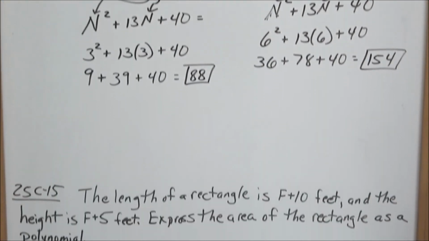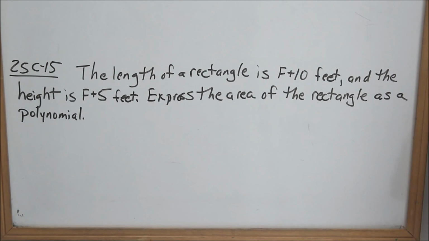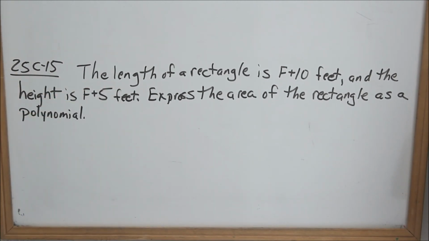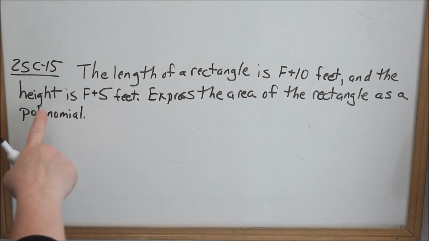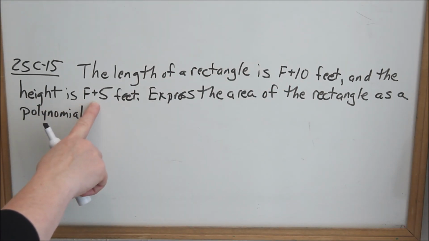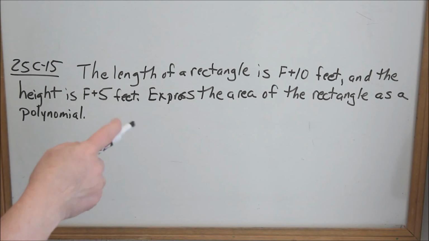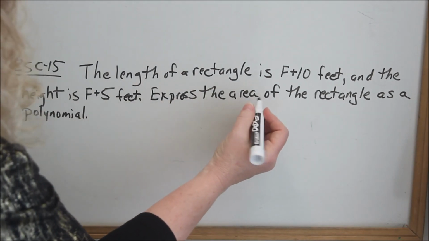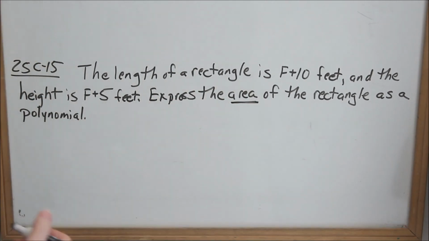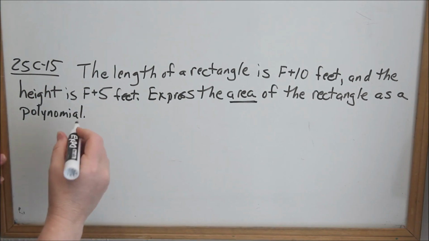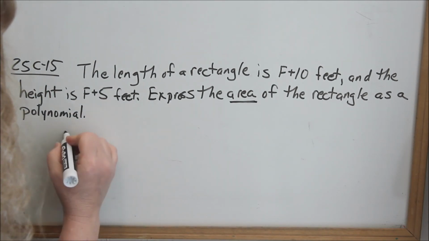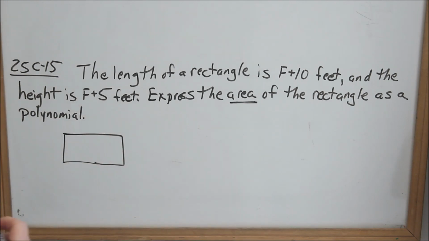Okay, now look at 25C15. The length of a rectangle is f plus 10 feet, and the height is f plus 5 feet. Express the area of the rectangle as a polynomial. We want the area. If you can draw a picture, I always recommend drawing a picture. As humans, we are visual people, and having a picture does help.